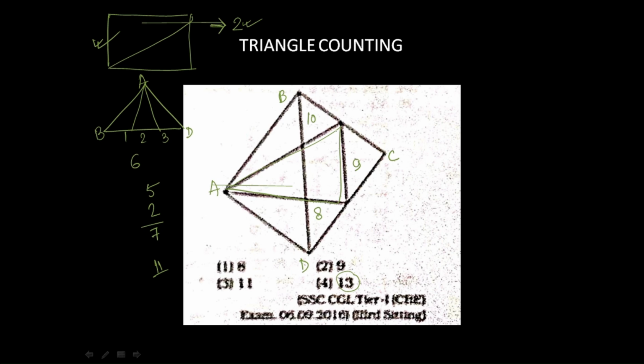Suppose this is X and this is Y. So ABX and ADY, triangle ABX and triangle ADY. So 13 is the answer. Option 4, the options were 8, 9, 11 and 13. This 13 is the right answer. I hope it is clear to you. If you have any doubt, you should ask. Moving to the next one.